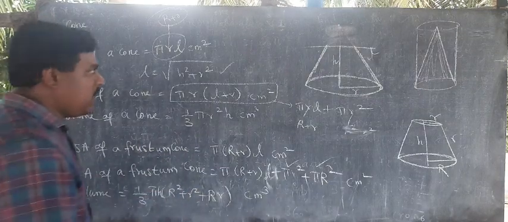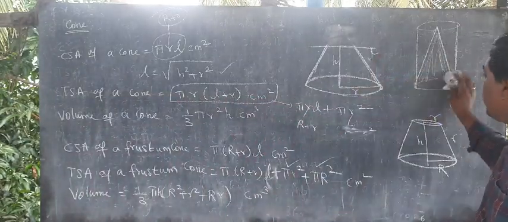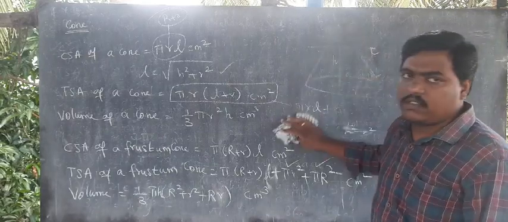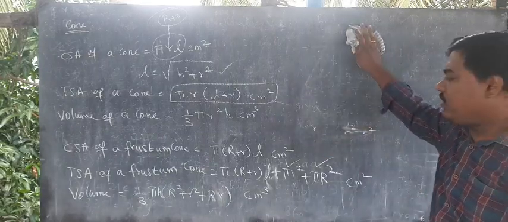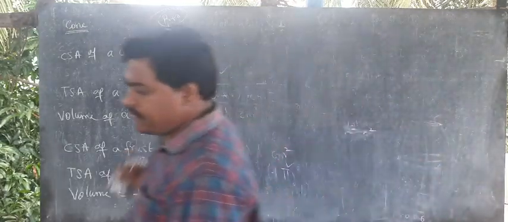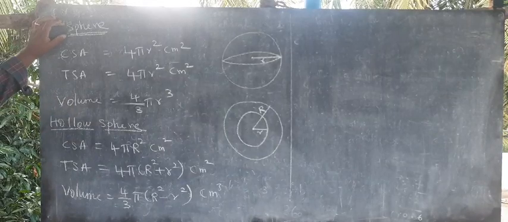We completed the cylinder and cone formulas. In 7.1 we already took the sums on the cone and cylinder. So the next heading is sphere. Now we are dealing with the sphere.